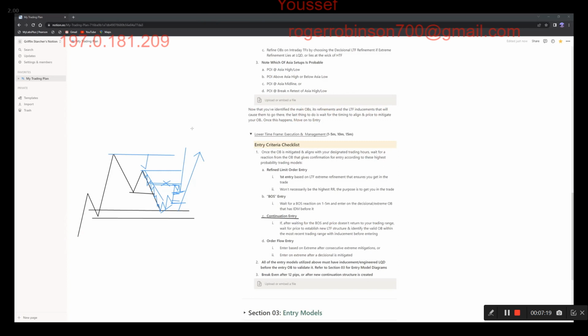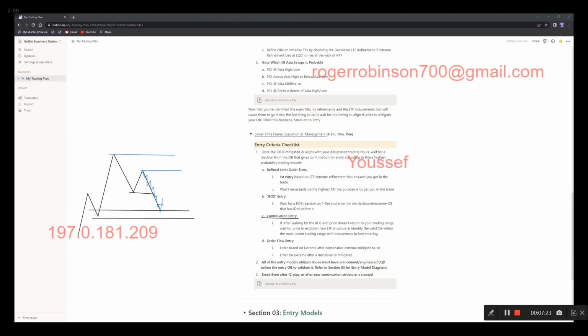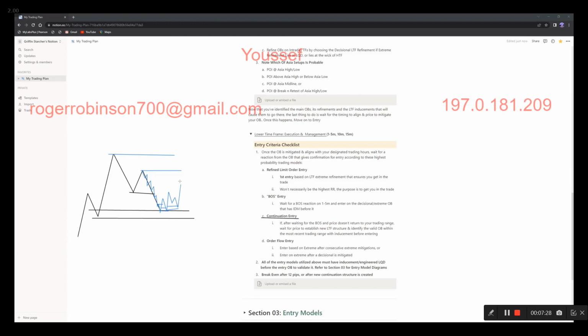This is based off the consecutive mitigations. So rather than having what we're just looking at over here, how this would differ is if we have this, right? If we have, oh, maybe a BOS, we can enter here, right? Extreme. Oh, we have another BOS. Can enter based off of an extreme. Oh, we have another one. Now where's your new structure? Don't say, oh, this is order flow, because this will not work in the future.